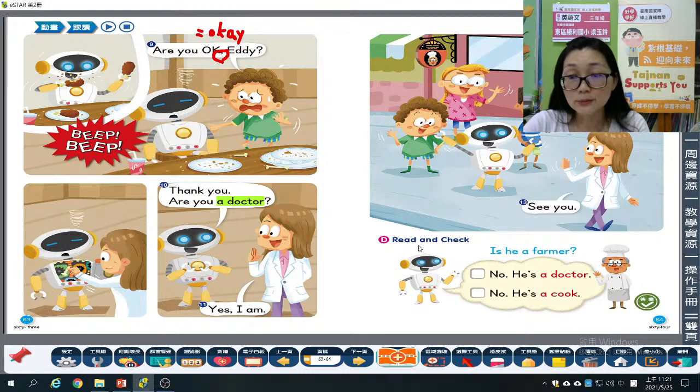Part D. Read and check. Is he a farmer? So here, is he a farmer? It says check, so you are going to check it, not circle. Okay. Check. So put a check. No, he's a doctor. Or, no, he's a cook. Yeah, of course, he's a cook, right? Okay, very good. Did you write it down in your book?